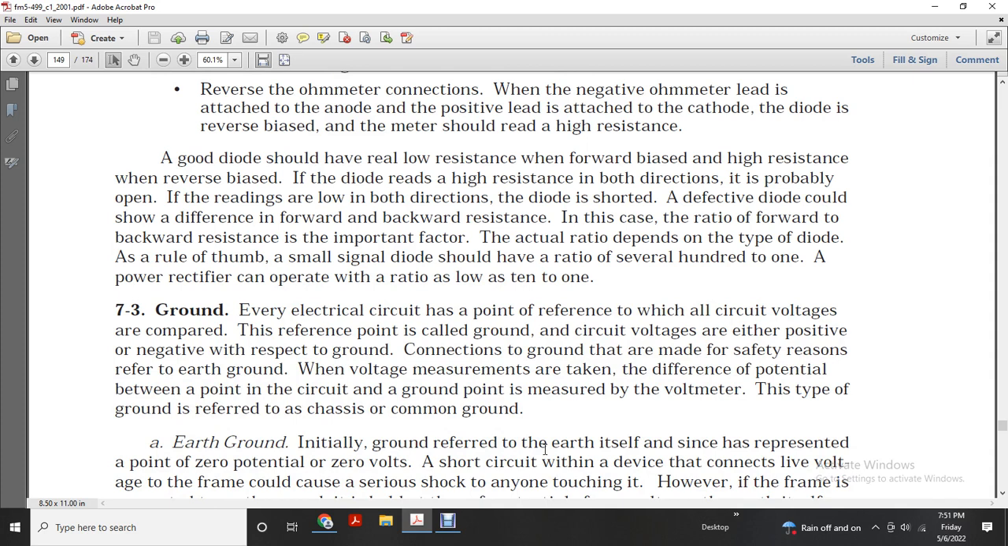7.3, the ground. Every electrical circuit has a point of reference for all circuit voltages, and voltages are compared with this reference point, which is called the ground. The circuit voltages are either positive or negative with respect to the ground. Connections of the ground that are made for safety reasons are referred to as earth ground.